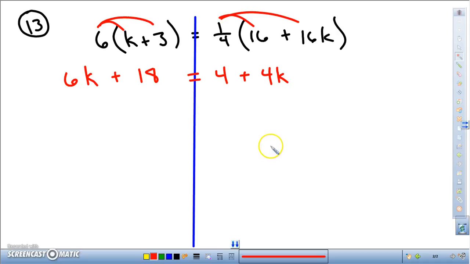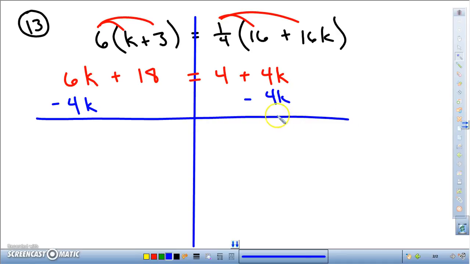Right now, I'm right back to where I've got variable and constant on both sides. So I just pick one of my variables to eliminate on one side or the other and get rid of that. Okay, your 4 is going to come down. Equal sign stays on the line. 6 minus 4 gives me 2k, and your plus 18 comes down.